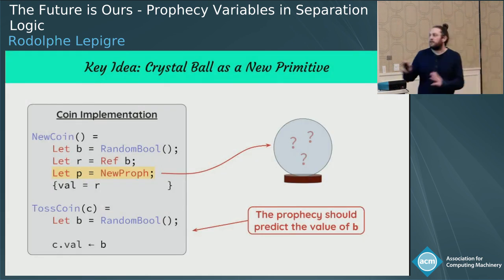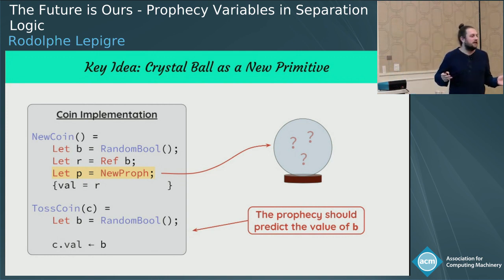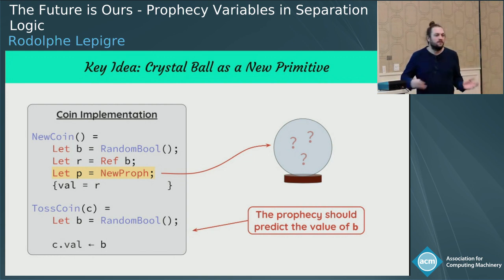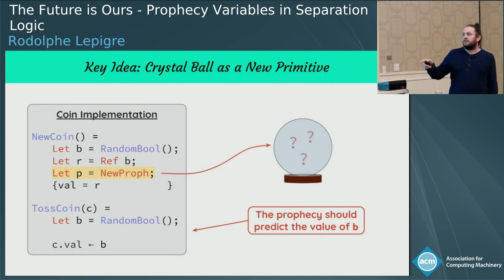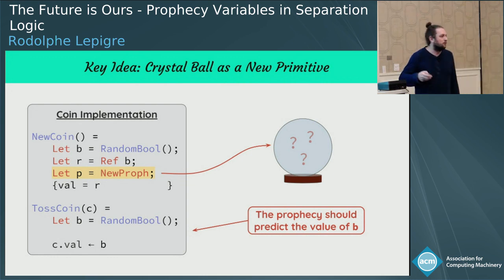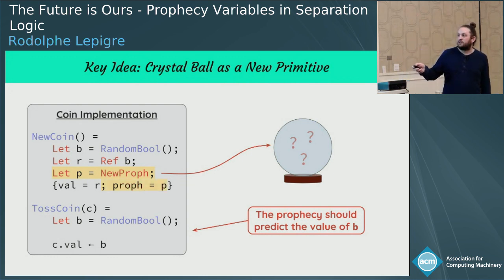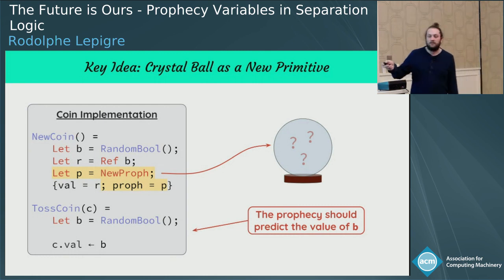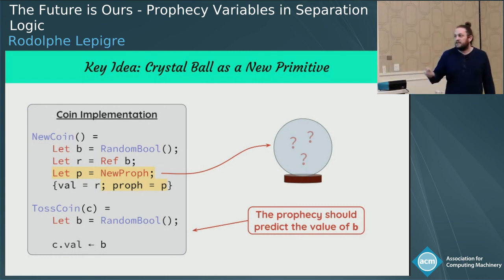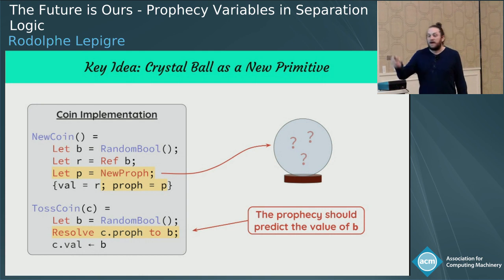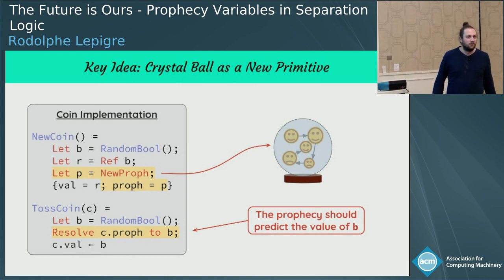One intuition for how our prophecy variables work is that a prophecy variable can be seen as a kind of communication channel, and what the prophecy predicts is the values that are going to be written to that channel. So in toss coin, we need to have access to the prophecy variable p. To do that, we store the prophecy variable into the record along with the reference. And so in toss coin, we can then write b to the channel using the special resolve operation. By doing that, we've actually given meaning to a prophecy. So now it actually predicts what we wanted to predict.